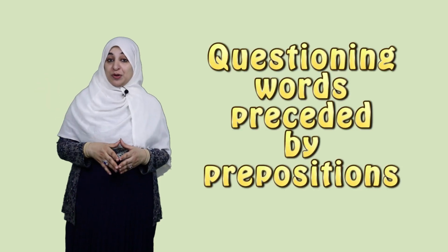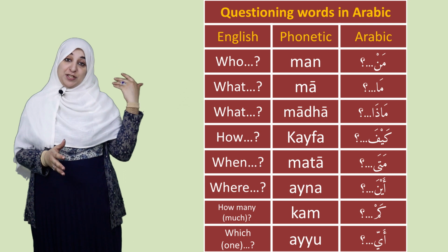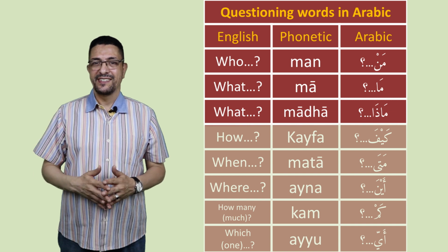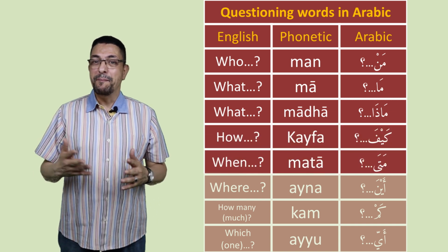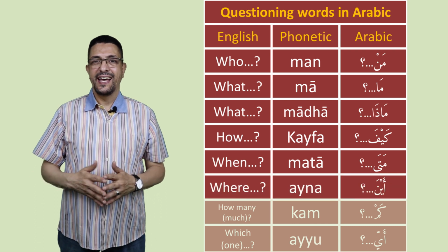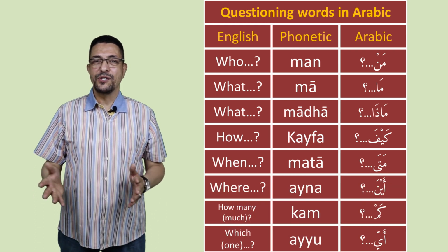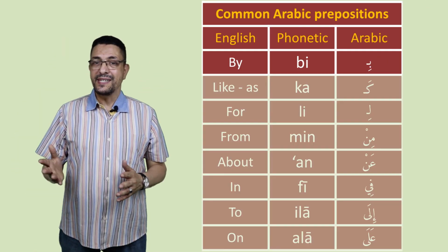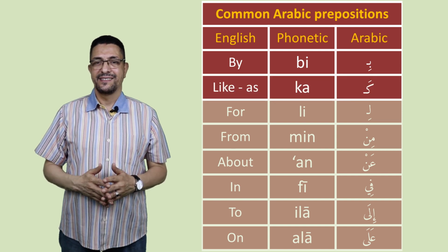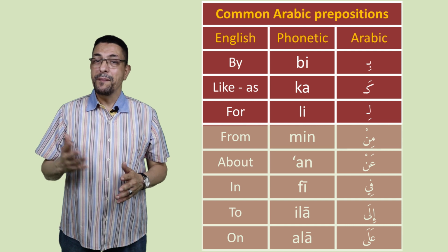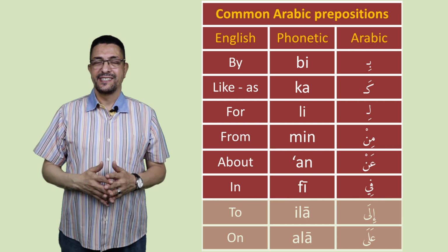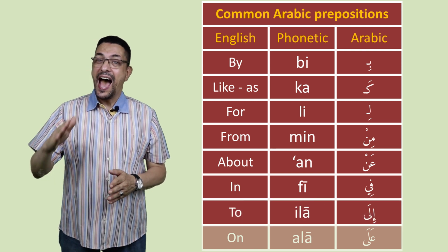Welcome! Now we'll learn the questioning words preceded by prepositions. Here is a table of the common questioning words that we have learned in the previous video: من ما ماذا كيف متى أين كم أي. And here is a table of the common Arabic prepositions: بـ كـ لـ من عن في إلى على.